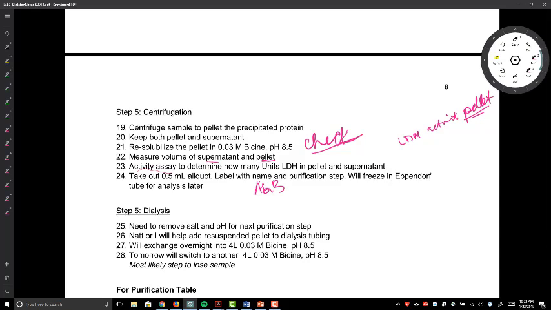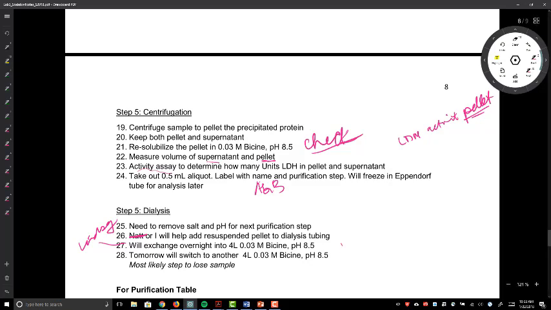And then finally, once you've performed the ammonium sulfate cut, again, we need to get rid of that salt, and we need to get the pH right for the next purification step. So our TA again is Lindsay. Lindsay and I will help you to resuspend that pellet, to transfer it into the dialysis tubing, and then overnight we're going to exchange it into 4 liters of 30 millimolar lysine.